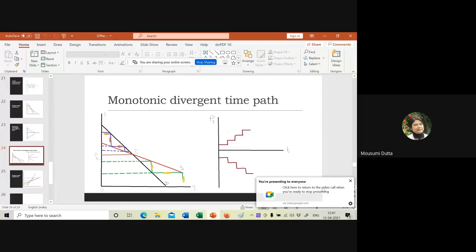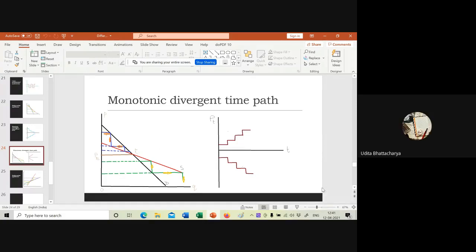So this is the diagram for case 5. I am presenting this only for Udita because she said she needs to check it. Done? Okay.